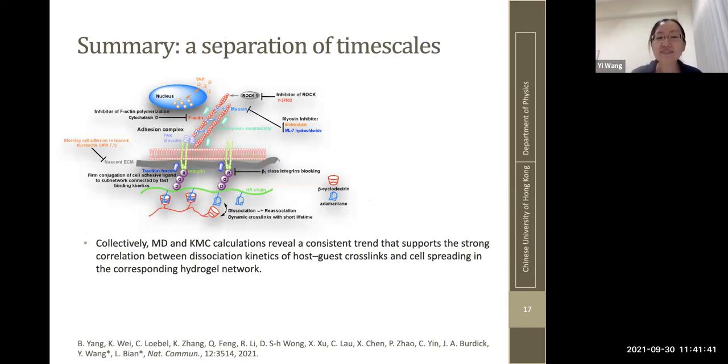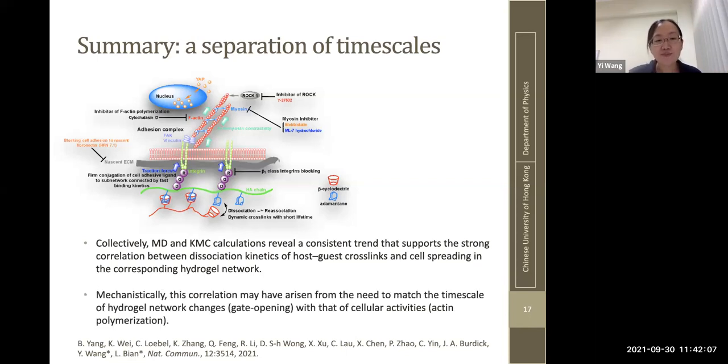Collectively, the story of the MD and KMC: MD provided the input, the K off of the CA-CD pair and the diffusion constant. These we take as input for KMC, and collectively they tell us a consistent story that there is a strong correlation between the dissociation kinetics of the host-guest cross-links and the cell spreading.